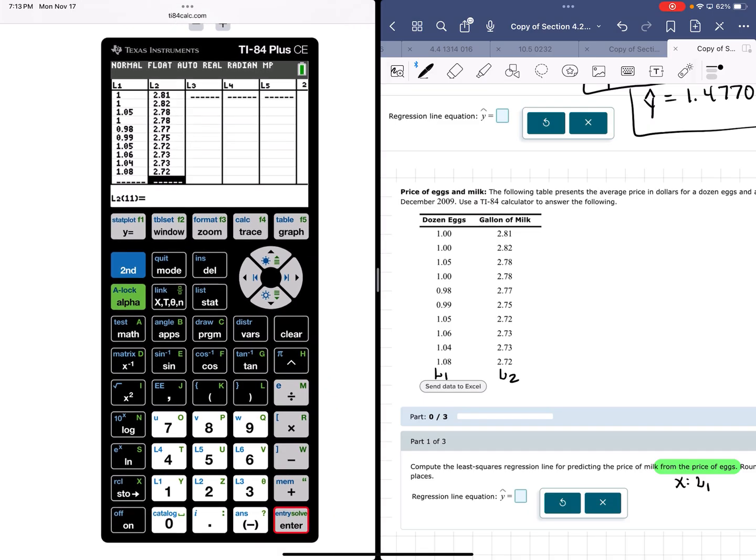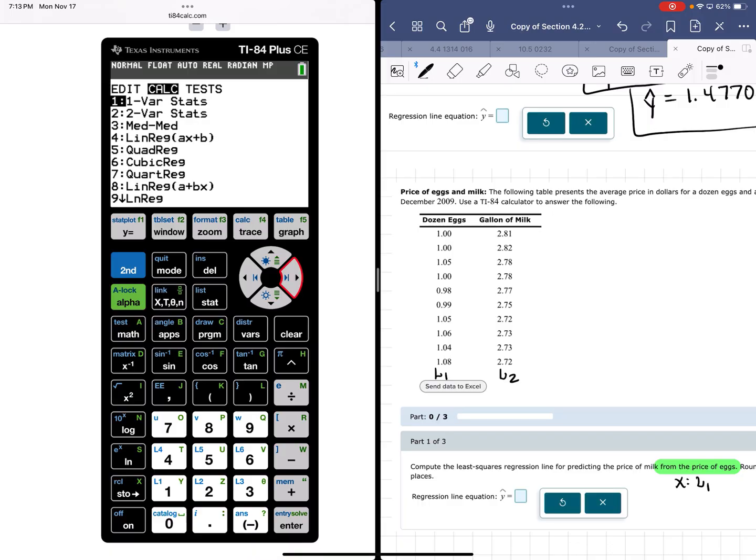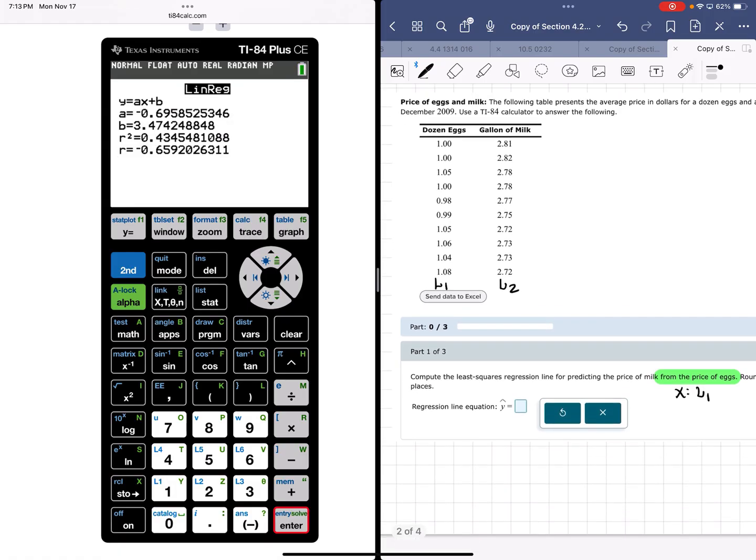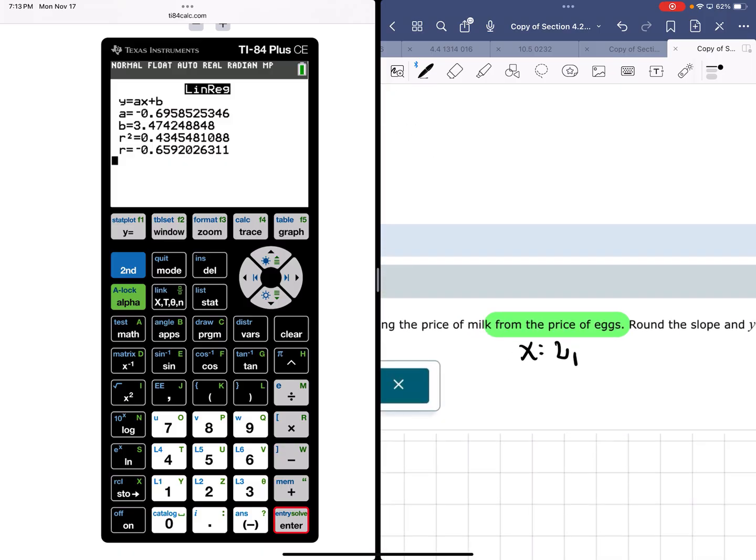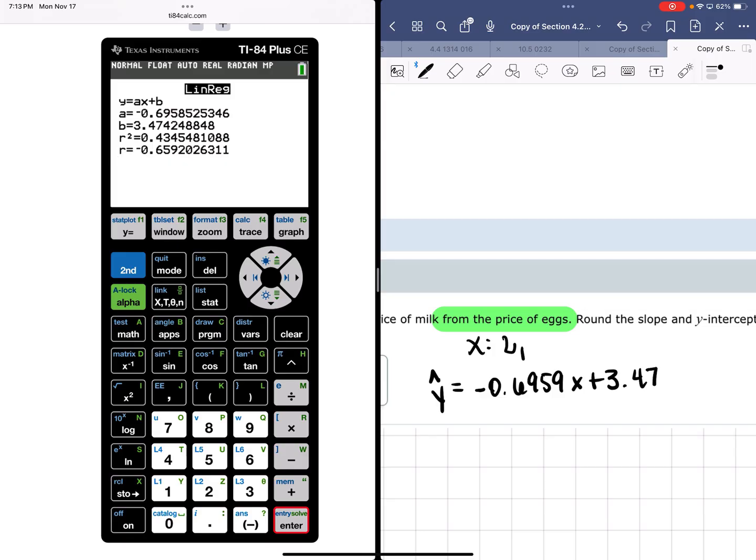Get them in there. I'm going to go to stat. I'm going to do calc. I can't help it. I'm going back to 4, my old school algebra self. That all looks good. I can calculate, and sure enough, I get y equals, this time a is with my x. Just make sure you pay attention. Negative 0.6959x plus 3.4742. Y'all okay with that? Is that what we got?